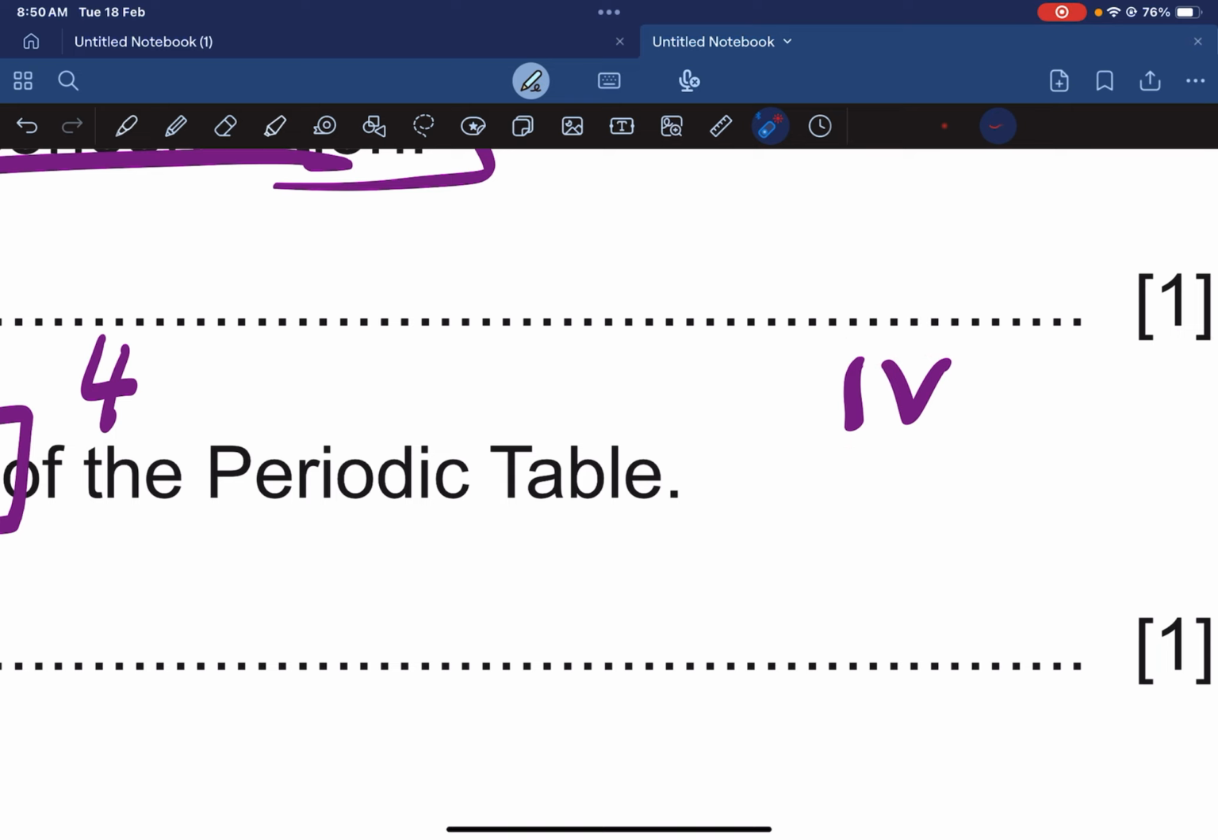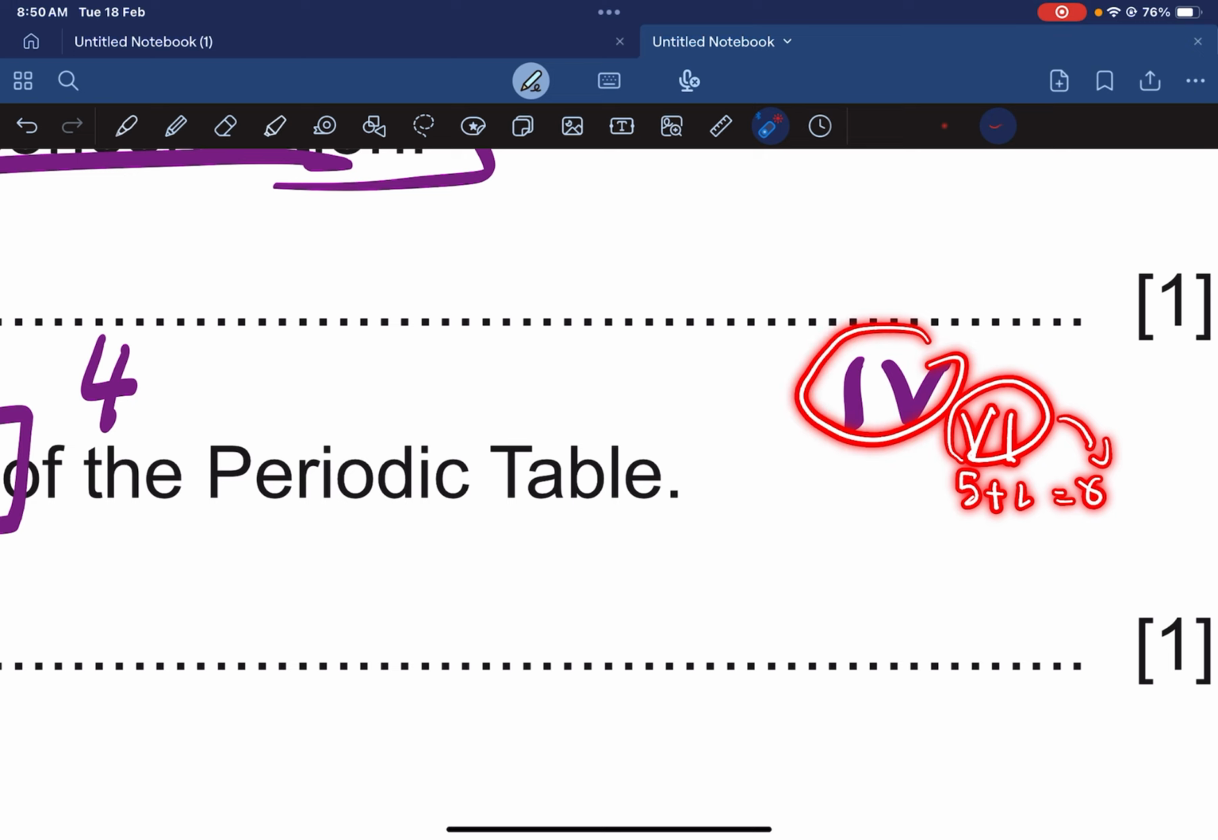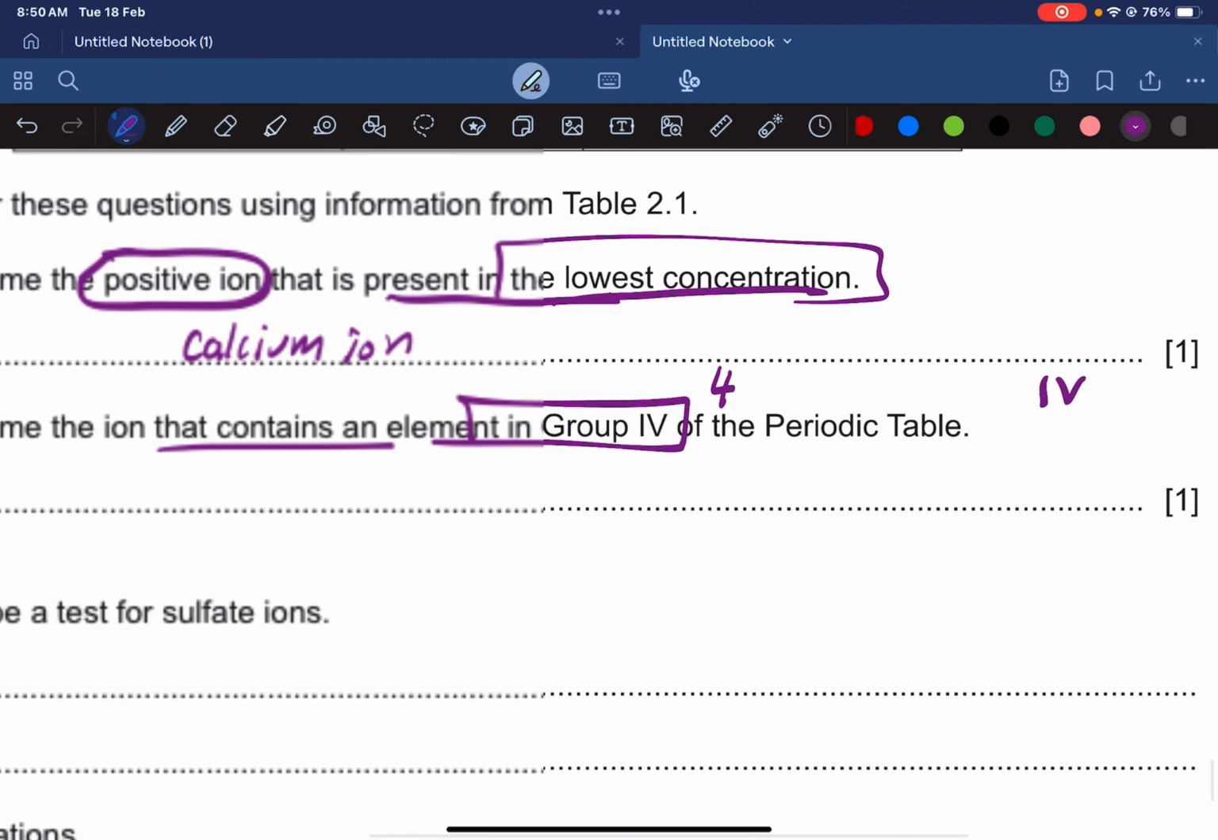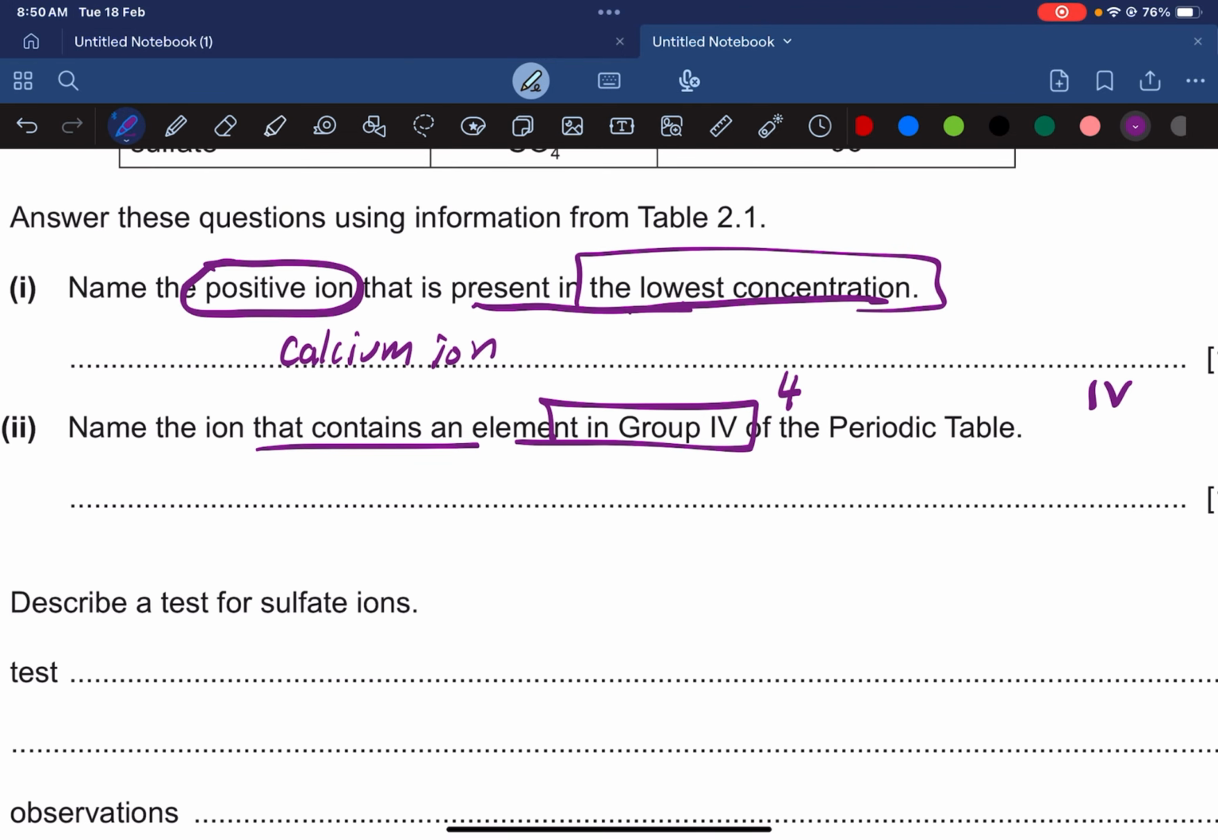And when this I is written in front of V, we subtract it. So 5 minus 1 will give us 4, and when it is written on the right side, we add it: 5 plus 1 will give us 6. So VI means 6 and IV means 4, because we subtract this one when it's written on the left side, and when this one is written on the right side, we add it. So this is in group 4, which contains group 4 of the periodic table.